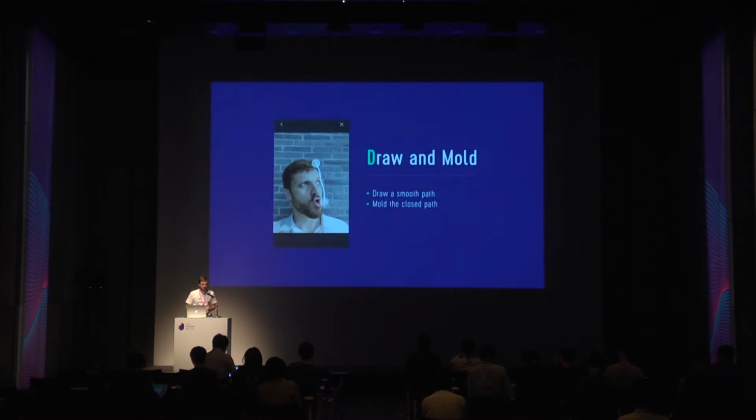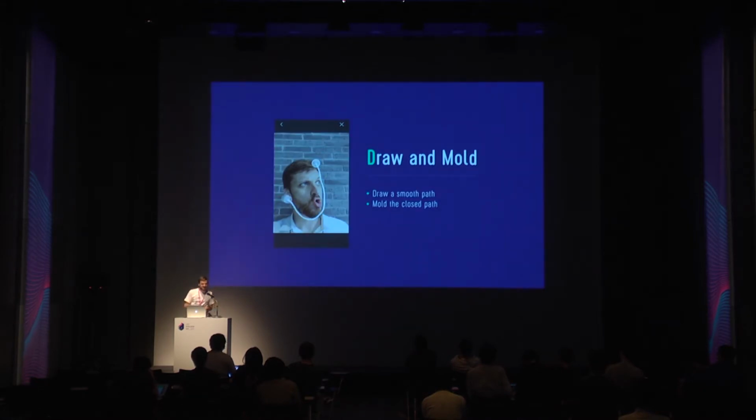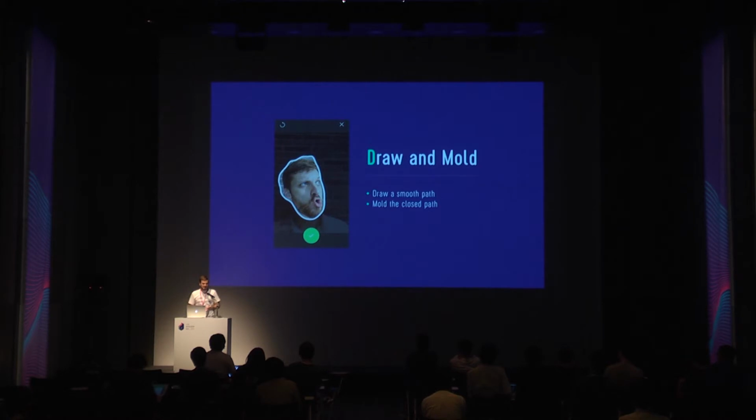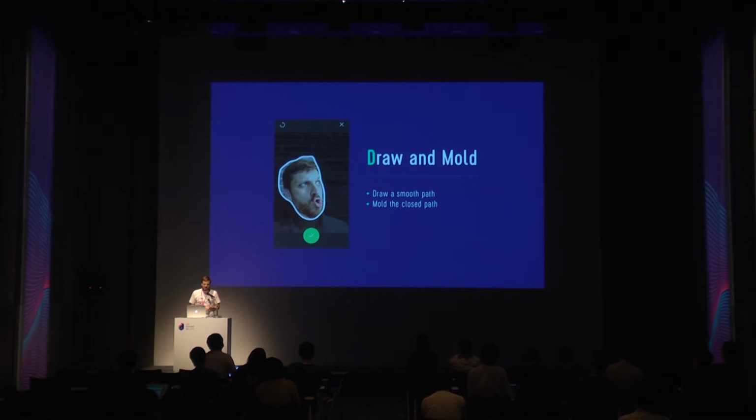Let's have a look at what they wanted to have in the end. This is my attempt to trim a sticker, and this is what we try to do today. We first draw the drawing path, and once the path is closed, the user should be able to mold and form the closed path, like you can see in this animation. So in the end, we have two requirements: draw a smooth path and mold the closed one.